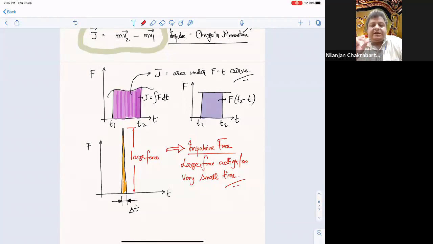Say, if you consider the area of a triangle, half base into height. You make the base less and increase the height, you will get good enough area. So that's what it is. A large height and a small base means small time and a large value of force. The peak of the force is very large. Impulsive force. Where do you see these impulsive forces?